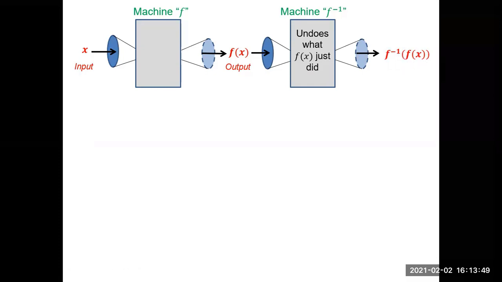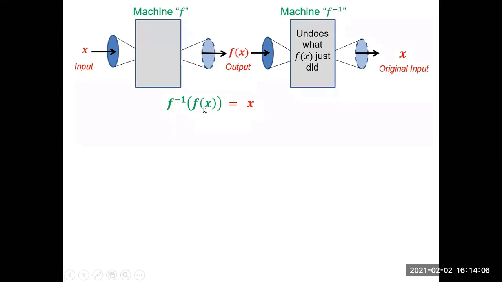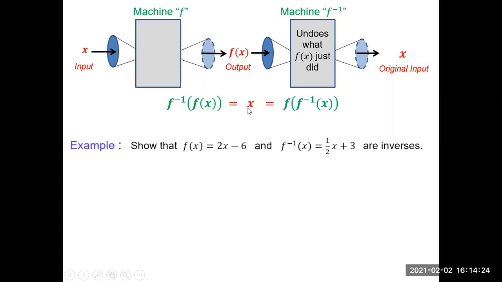However, we know that that should be the original input, so that must mean that the output should be x. And this is actually how you can check to see if two functions are inverses of each other. In other words, f inverse of f of x must equal x, but also f of f inverse of x should equal x as well. So I simply need to apply these two compositions of functions, and if both of them give me the original input of x, I know that the two functions are inverses.